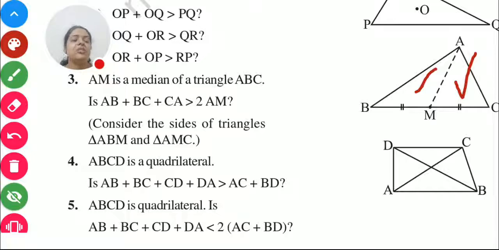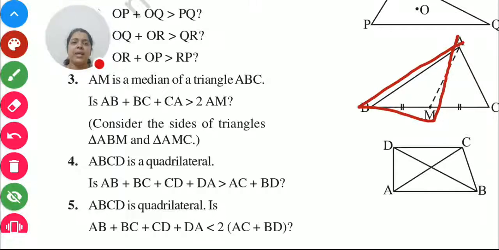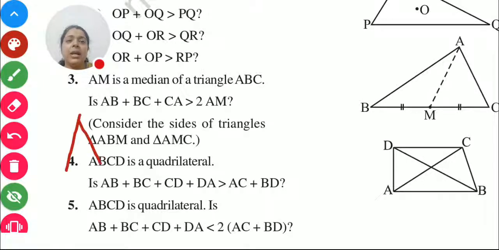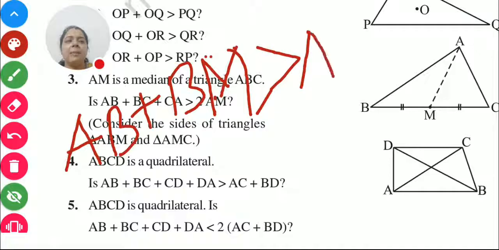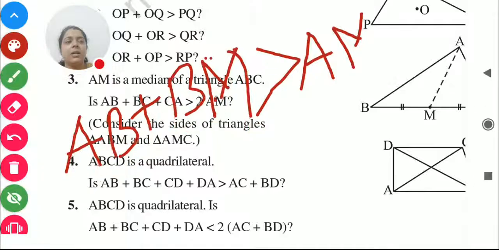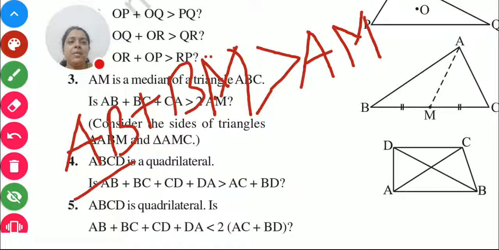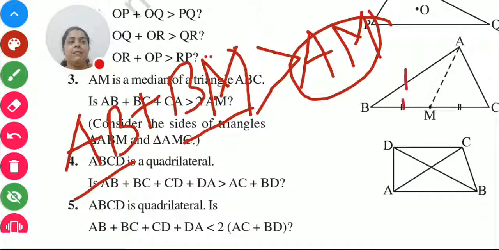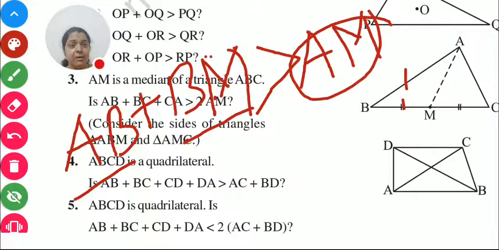Let's check. What is common here? AM is common. So first I'll take this triangle ABM. According to the property, I can mention AB plus BM is greater than AM. Is it correct? It is completely correct that AB plus BM is greater than AM. When you add up these two, it should be greater than the third one.